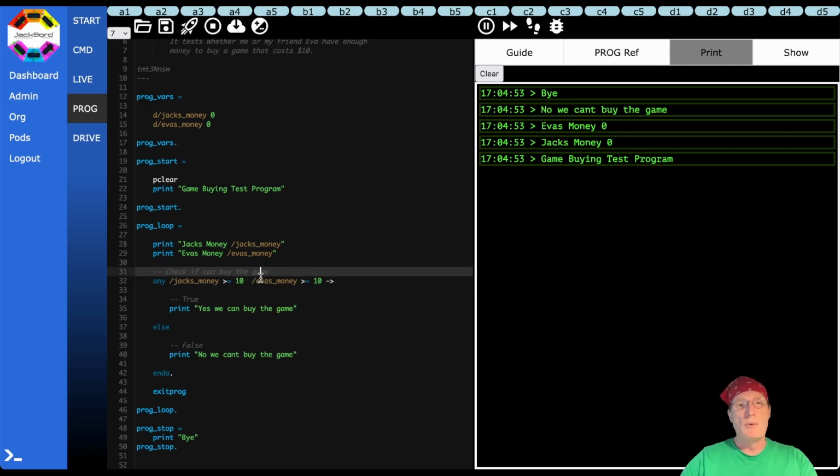And you can have more than two tests in an any statement. You're basically limited by the length of the line. And that means that you can do lots of different combinations of things. So this is a good example of having multiple tests inside an any statement, and that is a more complex type of decision.